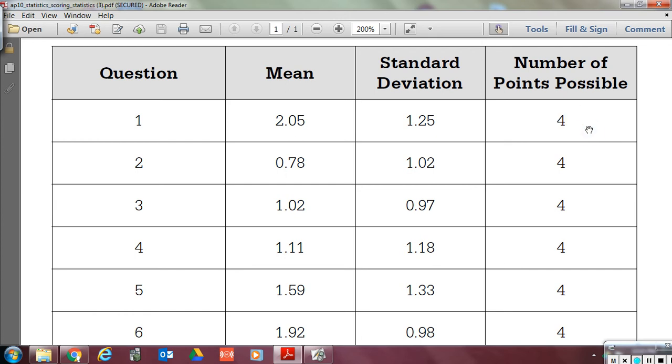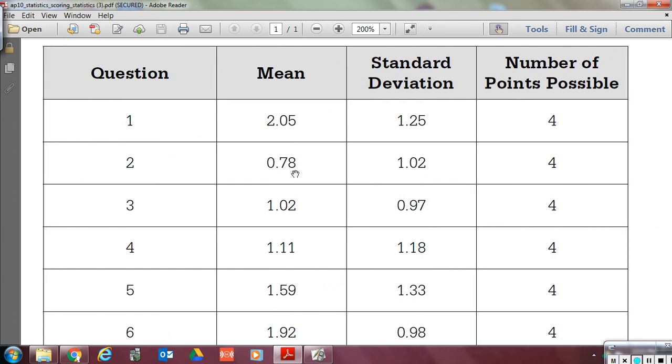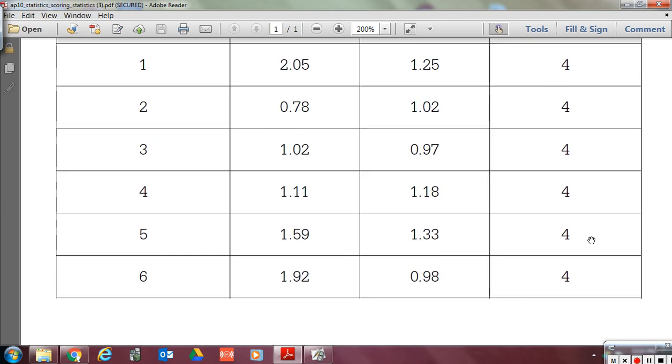Look at this problem number 2. I wonder why that is so low. 0.78 points is the average amount that people got on that one. Crazy. But what we're interested in is the problem that we're about to go over, and it's problem number 6. The average on that was 1.92. That's the highest, the biggest number 6 that I've seen out of all of their years. So that's the most points on number 6 I've seen them give, with a standard deviation of 0.98.